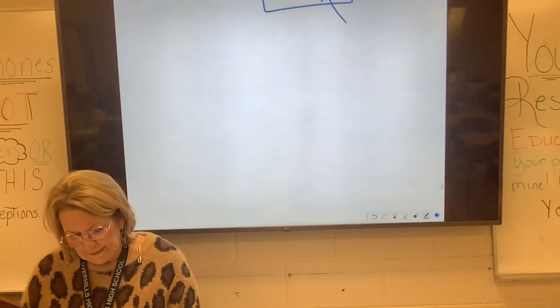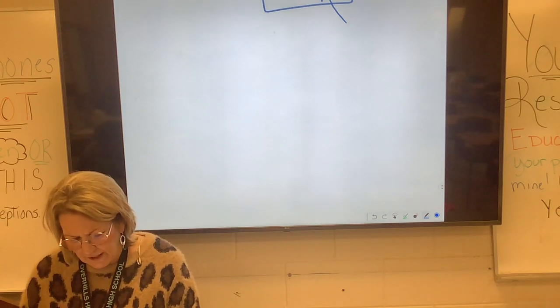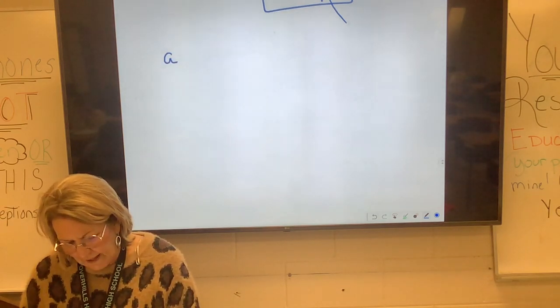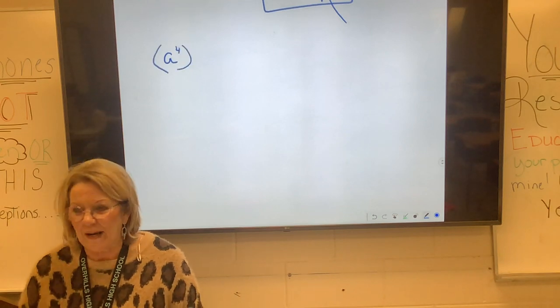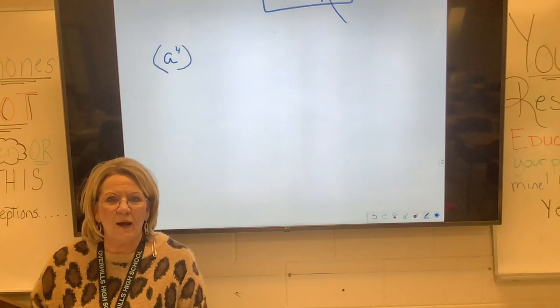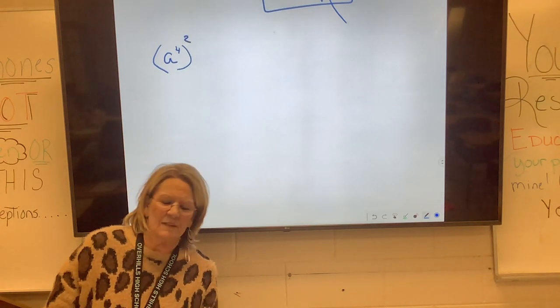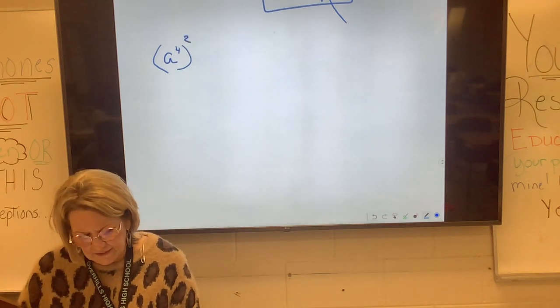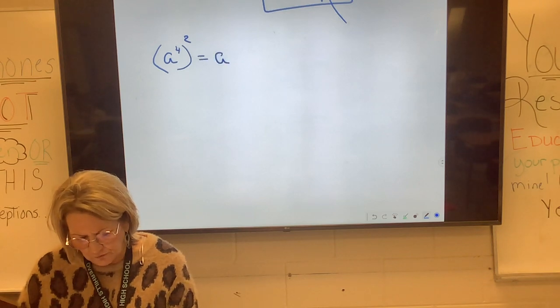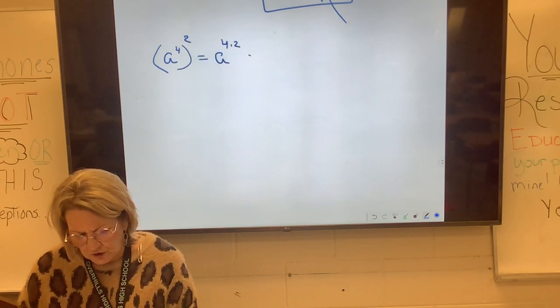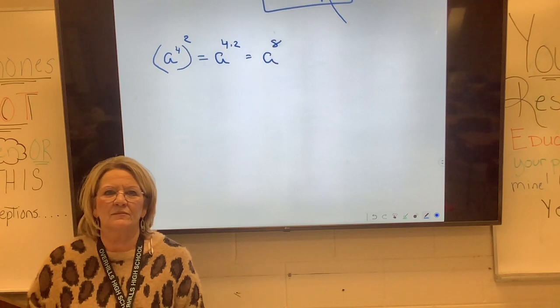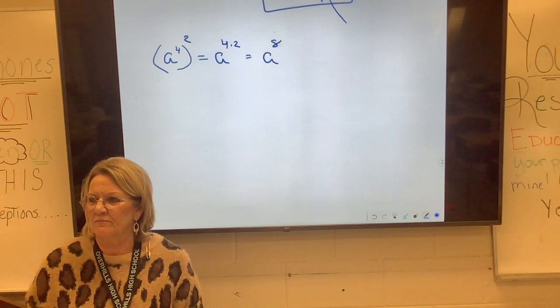Power rule number 1 says, if I have a to the 4th and that is raised to the square, power to a power says to multiply. So that means I have a to the 4 times 2, which equals a to the 8th. Kind of easy concept.